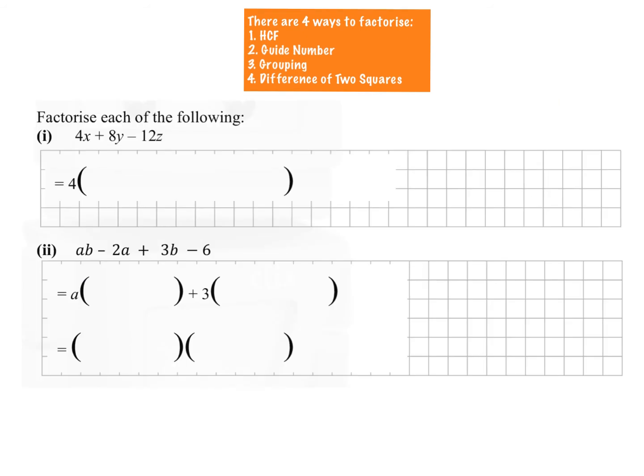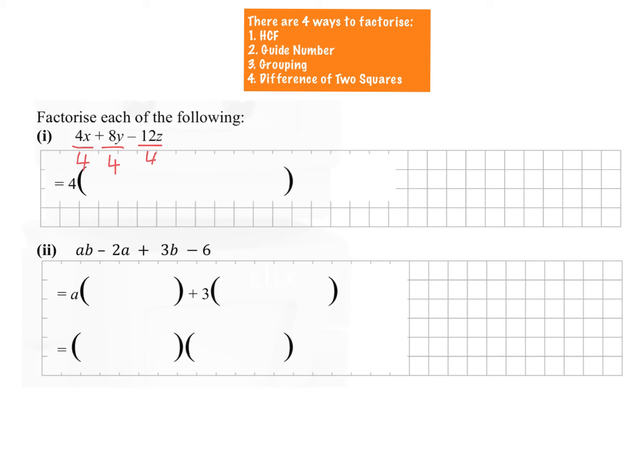Now we're on to the next 2 methods of factorising. Again, we have brackets in both. These are hints to help you. Factorise each of the following. In part 1, we've got a 4x and an 8y and a minus 12z. Because this 4 is here, it's telling me to use the highest common factor method. So, I simply take the 4 and I divide each term by 4. And I put in what's left into my brackets.